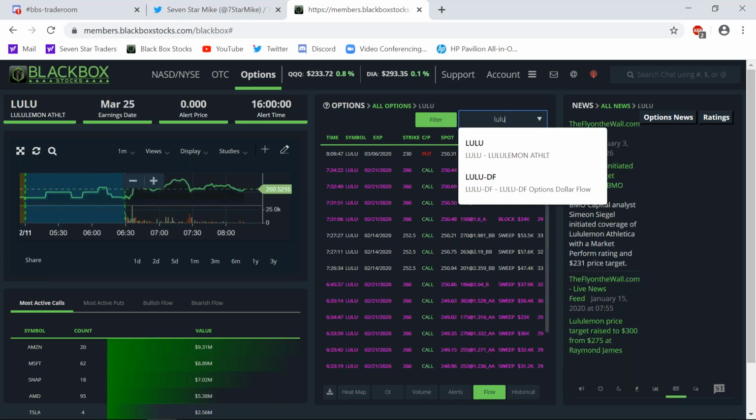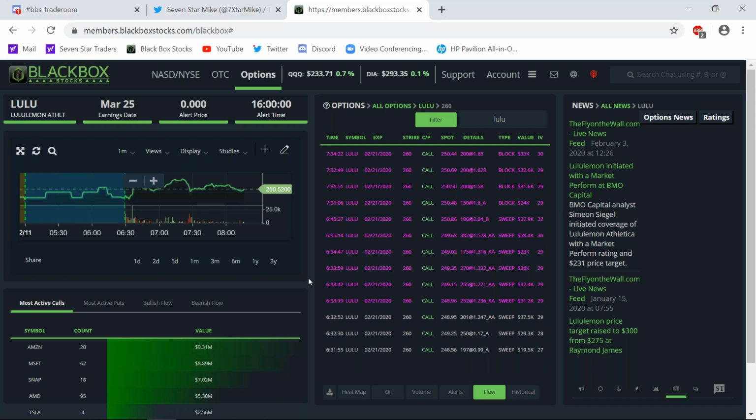Lulu was another one. These are 221, 260s. So here's an example of the type of flow that we're looking for. Again, 631.55. So almost 2 minutes into the market, we start seeing some action on Lulu. The first trade was an ask sweep for 99 cents. If you look at the timestamp, these are all really quickly. These are just coming in back to back to back, 635, 634, 633, 633, 633, 632. So all of this is in a 4 minute window.